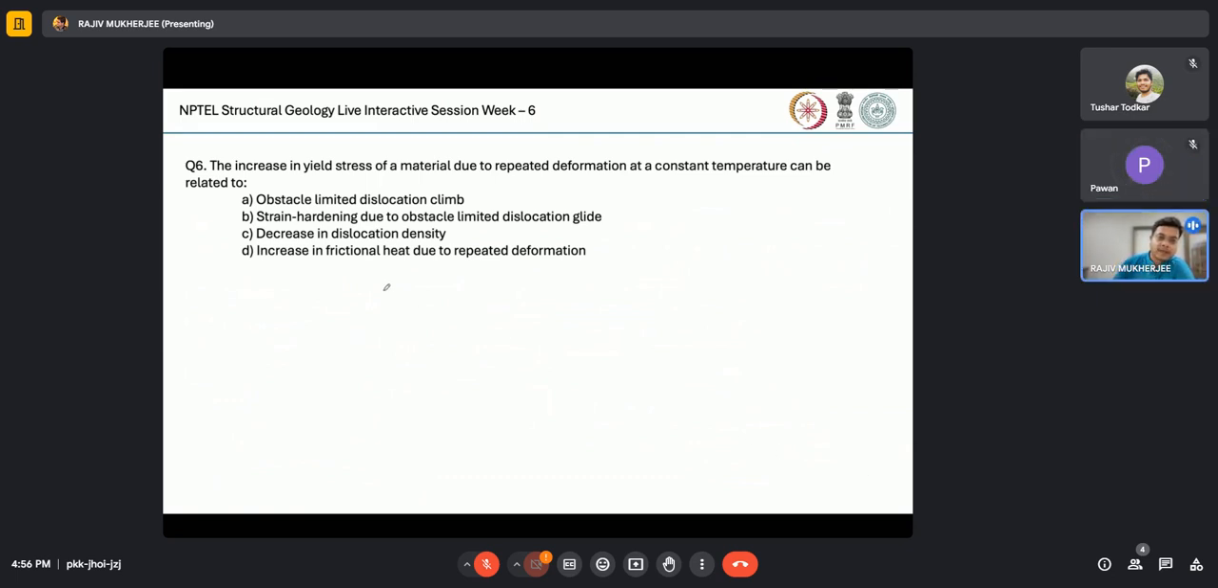Strain hardening due to obstacle limited dislocation glide. So what happens during repeated deformation? That is called cyclic deformation experiments. So the general idea is that you have a stress strain curve. I have to draw a bigger one.